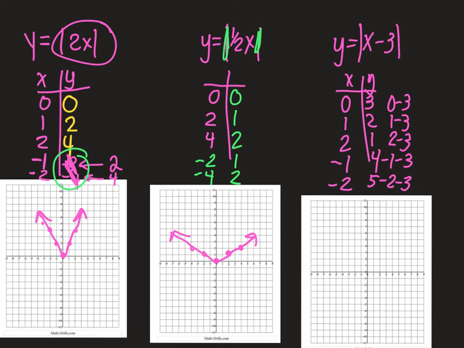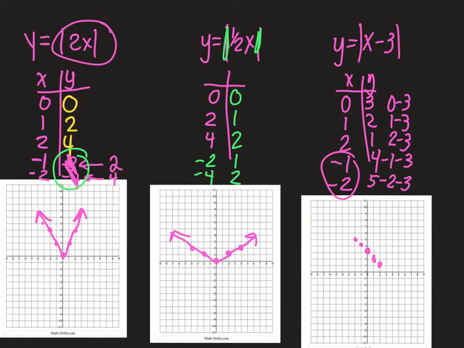Let's see. 0, 3, 1, 2, 2, 1, -1, 4, I'm not seeing the V. Are you seeing the V yet? Well, if we're not seeing the V, I thought maybe by picking these, we would start seeing the V, but no go. So I need to pick some more numbers.